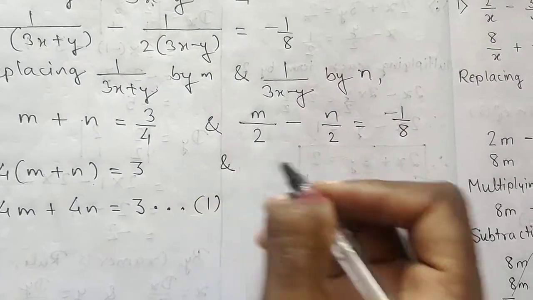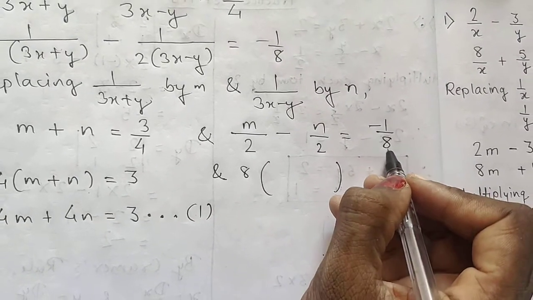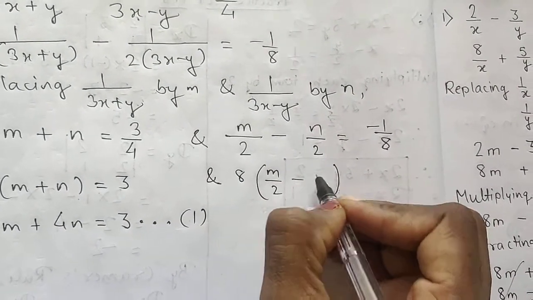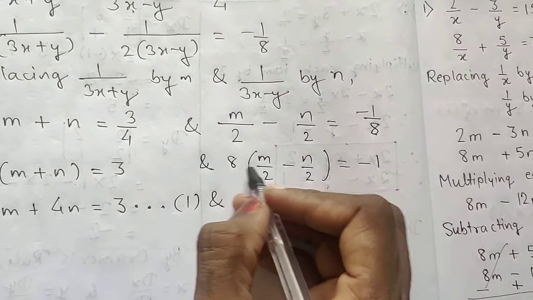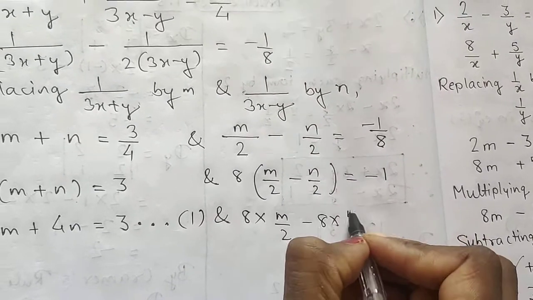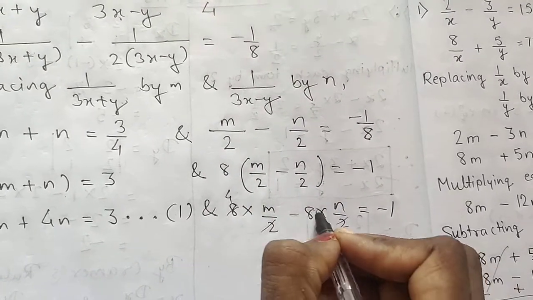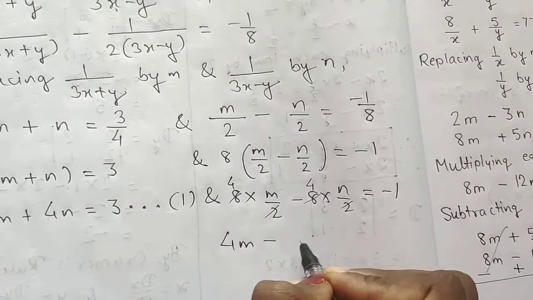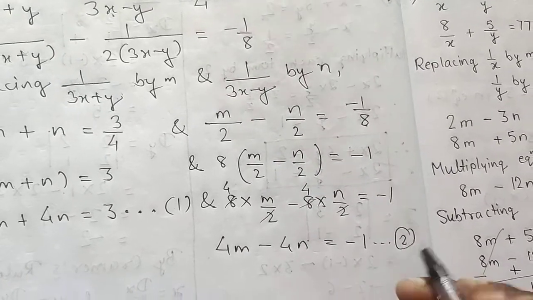Similarly, for this also we are going to do the same thing. First, we are going to cross multiply, that is 8 is transferred to the left hand side. So this becomes 8 into m upon 2 minus n upon 2 is equal to minus 1. Now let us multiply. First 8 into m upon 2 minus 8 into n upon 2 is equal to minus 1. Do the cancellation. 2 fours are 8 here also, so you are going to get the same thing. So what are you getting? 4m minus 4n is equal to minus 1. Let us call it equation number 2.